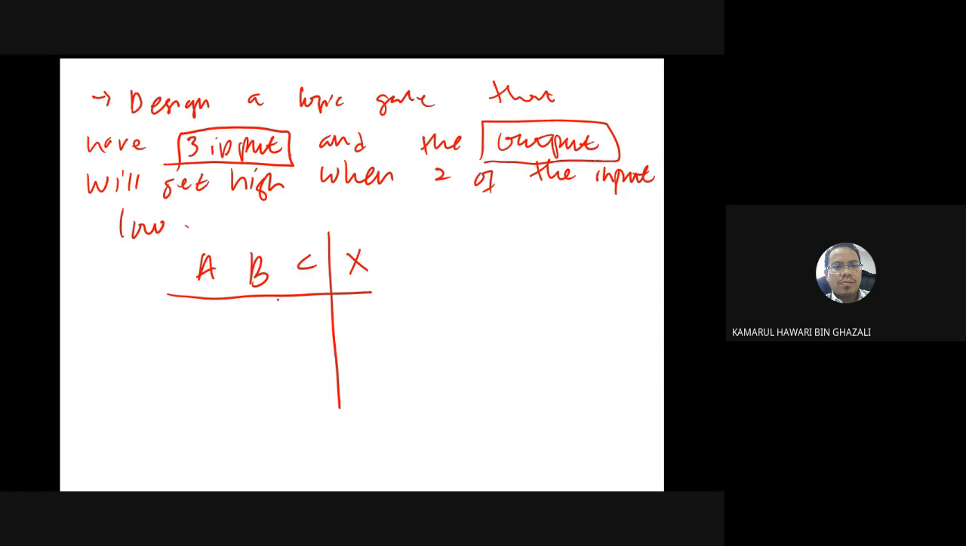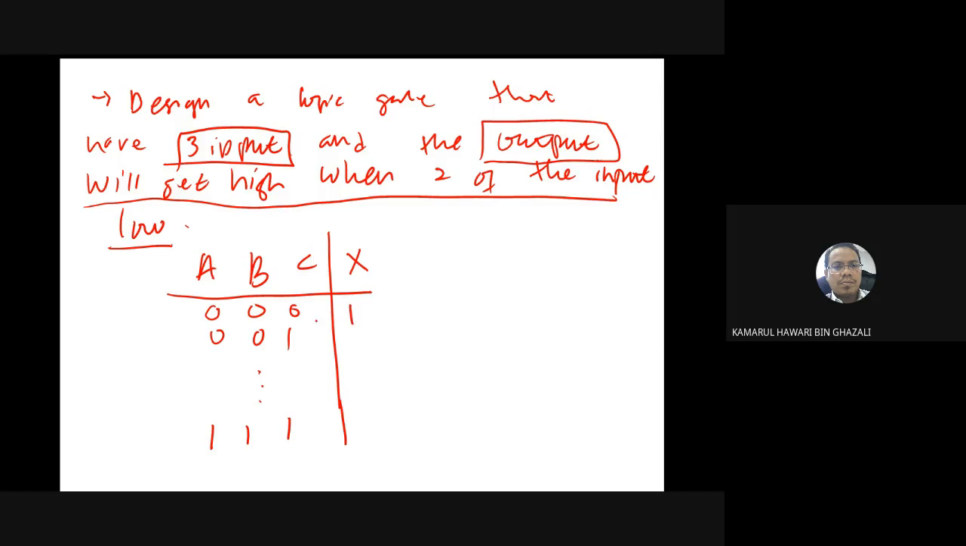For the truth table, bear in mind that with 3 inputs, the possible input combinations are 2 to the power of 3, that is 8 rows. How do you get the output? The output is high when 2 of the inputs are low. So when two inputs are low, you get 1, and so on. So this is the step.